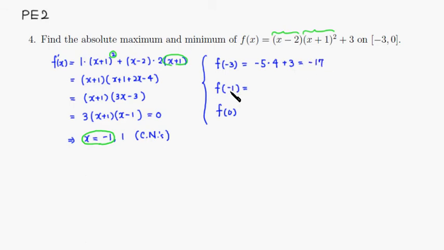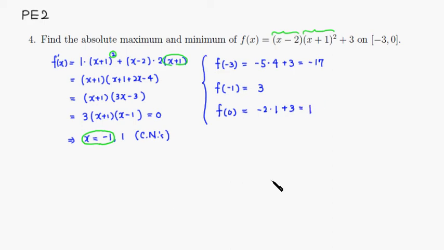If you plug in negative 1, this one's actually easy, because if you plug in negative 1 here, it's 0. So that whole thing is 0 except for the 3 at the end, so that's 3. Then for 0, it's 0 minus 2, which is negative 2, times 0 plus 1, which is 1, squared would be 1. So it's negative 2 plus 3, so that's 1.